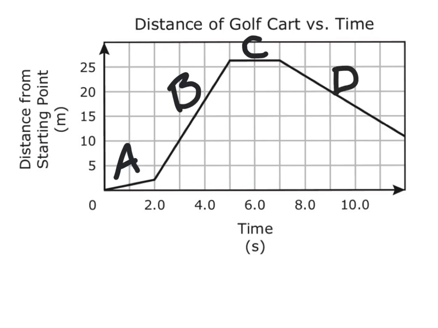Let's begin with analyzing part A on the motion graph. Part A goes from 0 to 2 seconds, and we can see that there's a straight line. That means that we are traveling away from the starting point at a constant speed.